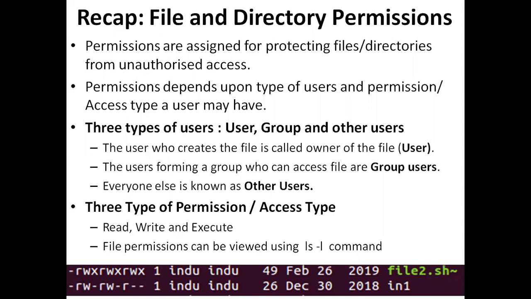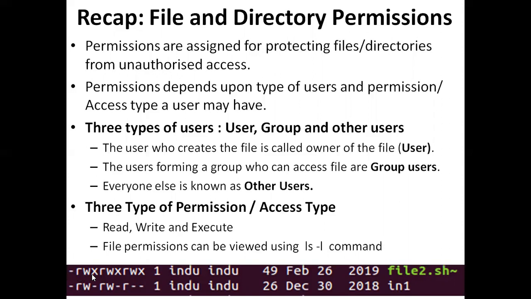File permissions can be viewed for a file or directory using the ls -l command. ls stands for listing of files, and -l is used for long listing. Here the user can see the first hyphen indicates that it is a regular file. If it is a directory file, then the d symbol comes here. The next r is for read permission, then write permission, and execute permission.